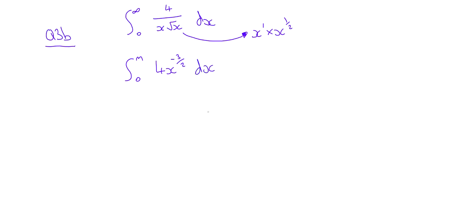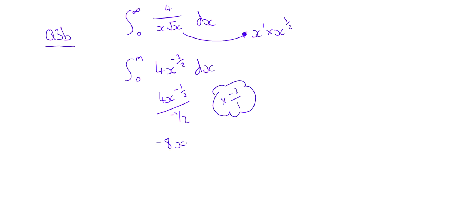All right, let's do our integration. So we add 1 to the power and we divide by the new power. Now, we don't divide by fractions, do we? We multiply by the reciprocal instead. So let's do that. So we end up with negative 8x to the power of negative half. And then we've obviously got a negative power, so it's negative 8 over root x. That is our integral. Now let's start putting our things in and you'll see that it doesn't work.